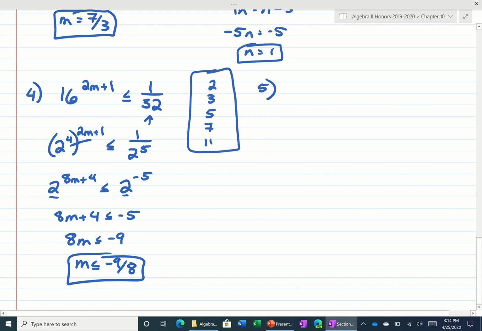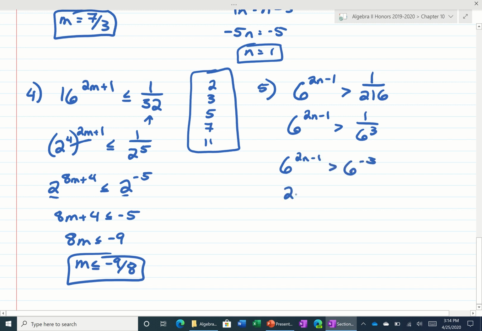Okay, how about this one? 6 to the 2n minus 1 is greater than 1 over 216. Now it's tricky, right? Because 6 isn't 2 to a power, it's not 3 to a power, it's not 5 to a power, so 6 is going to be our base there. But 216, you might have seen that before. That's actually 6 to the 3rd. So the hardest part is just recognizing that.